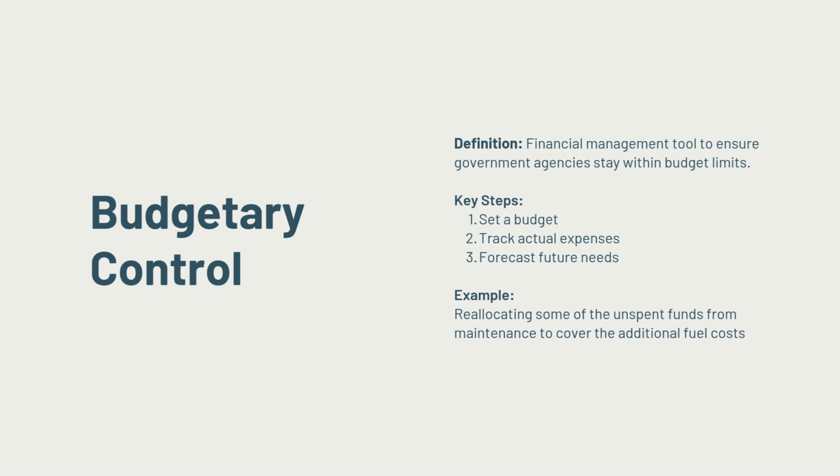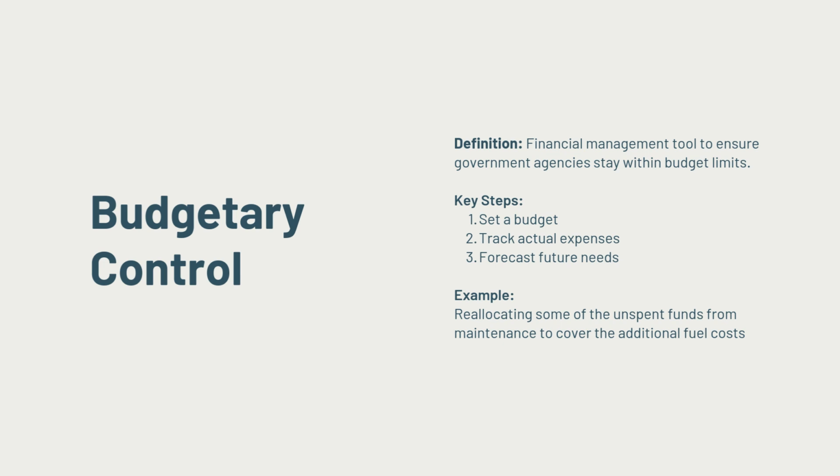Now we move on to budgetary control. And at its core, budgetary control involves monitoring and comparing actual spending against the planned budget. It helps public administrators ensure that funds are used efficiently and that the financial health of the organization remains intact. So here's how it works.